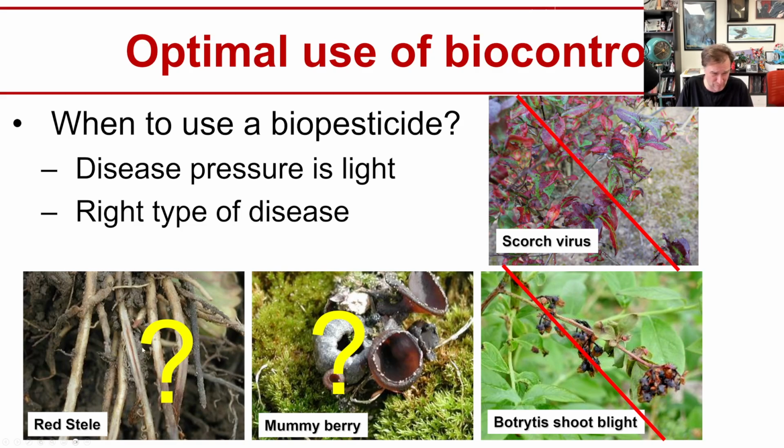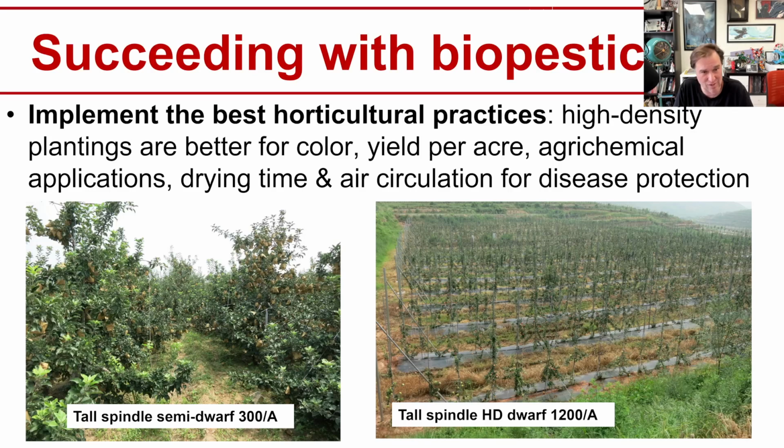Could you dip your strawberry plants in a soup of an antimicrobial to protect them from getting infected from the outset? Possibly. Yeah, so that's sort of a question mark. It really depends on the situation. How to beat them? Use the best horticultural practices. High-density apples, in the case of the apple orchard, are the best. Better for color, yield, agrochemical applications, drying time, and air circulation. Just imagine all the better color, air circulation, and drying in here versus the tall spindle, semi-dwarf plantings of old. This is just accumulating a microclimate that's conducive to disease.